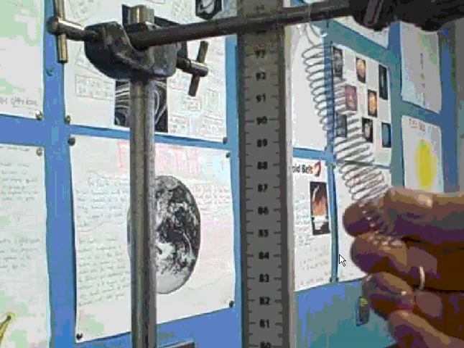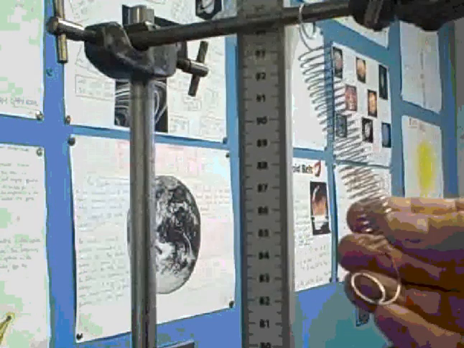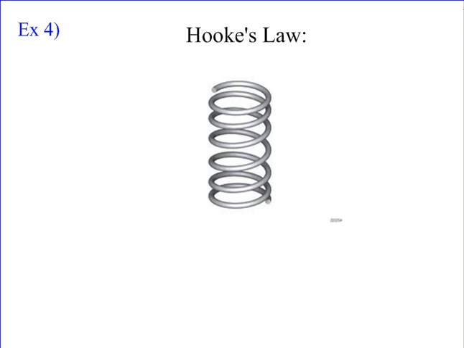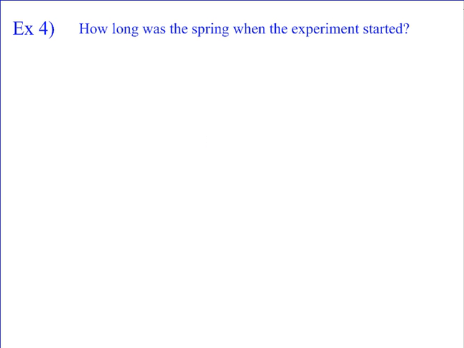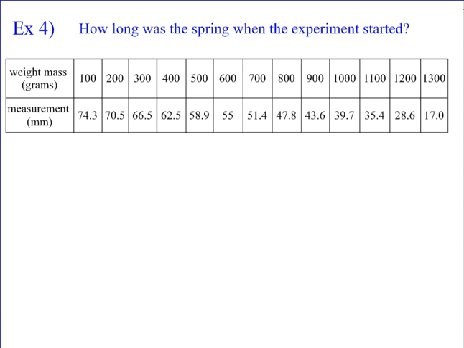Not only did it elongate, it got a little wider and things like that. So now let's apply it back to what we were doing. How long was the spring when the experiment started? That's what we're going to figure out because we didn't really get that information from the video. So here's the table of what was happening. And what we're going to do is use our equation y equals mx plus b and find out where did it start, what is that initial point.